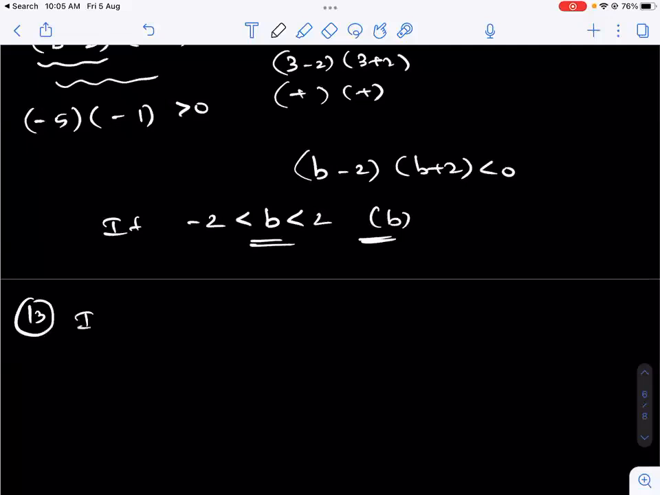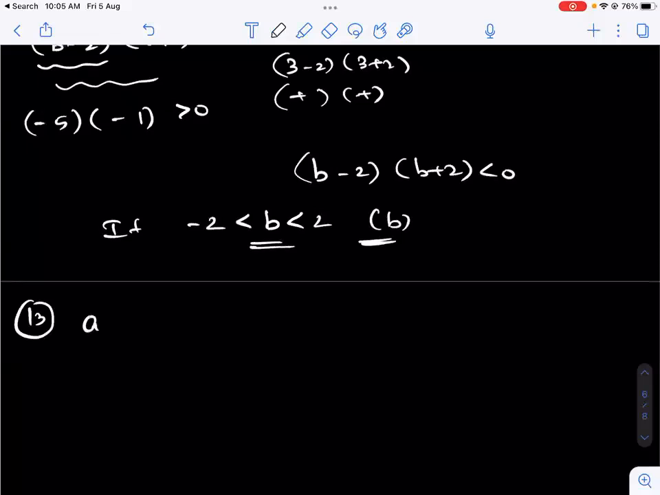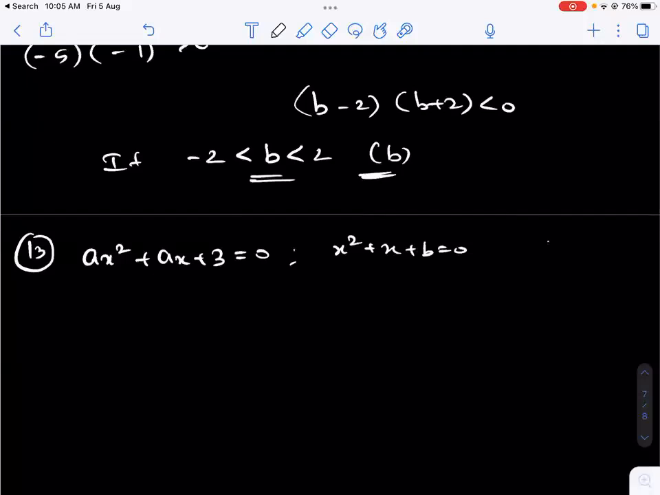If x is equal to 1 is a common root of the equation ax square plus ax plus 3 is equal to 0 and x square plus x plus b is equal to 0, then ab is equal to how much? So since x is equal to 1 will satisfy both the equations, I'll try to substitute in both.